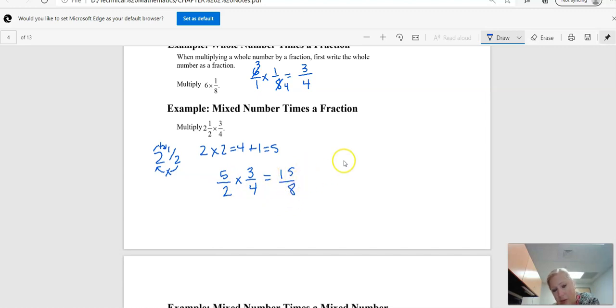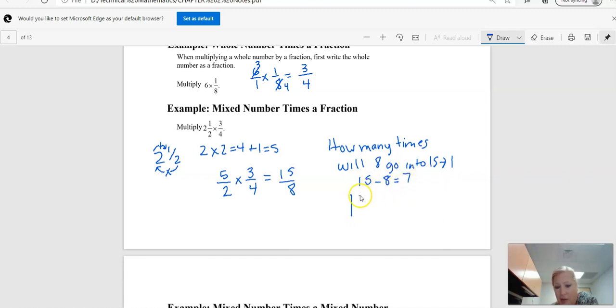This is an improper fraction. If I want to make it back into a mixed number, remember you ask yourself, how many times will 8 go into 15? Okay, and the answer is 1, so we write the 1 out front, and then you subtract 15 minus 8, and 15 take away 8 is 7, so that's going to be your numerator, and your denominator is going to stay the same. So that would be a simplified answer as a mixed number.